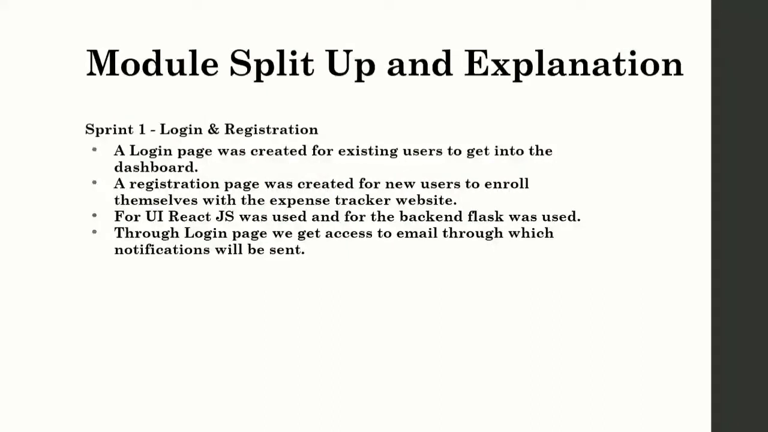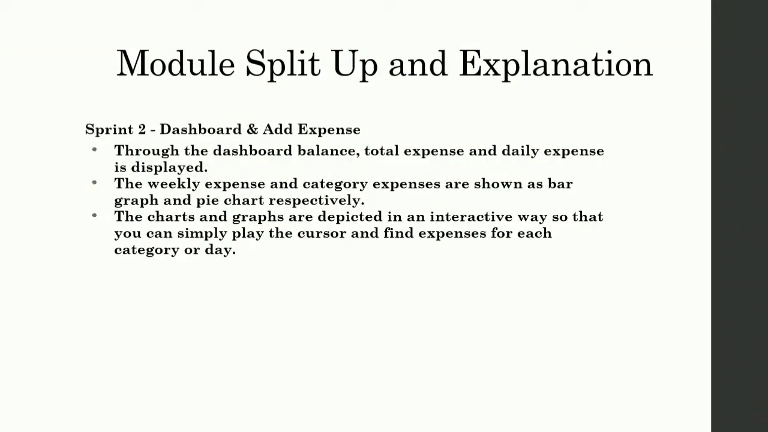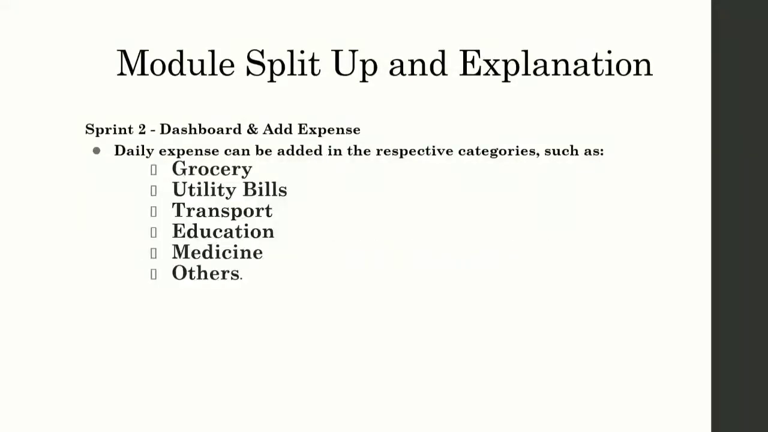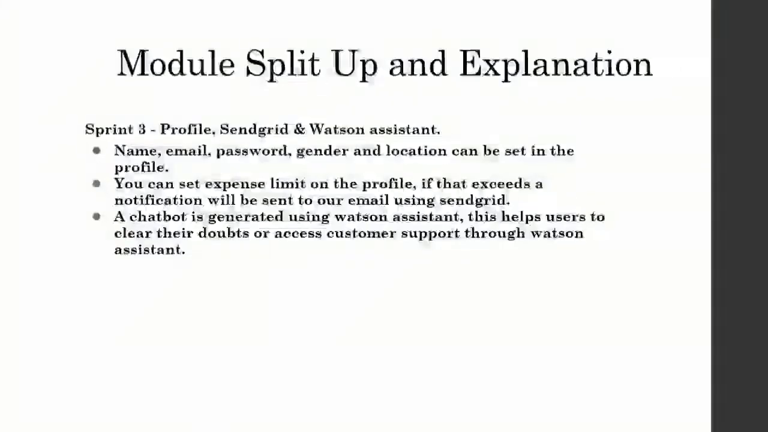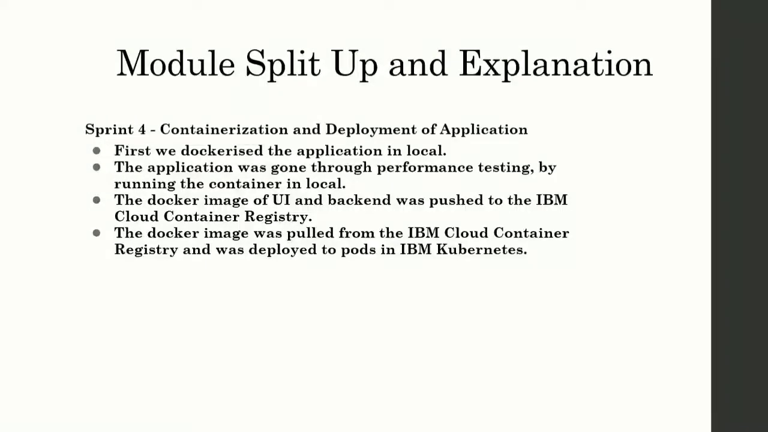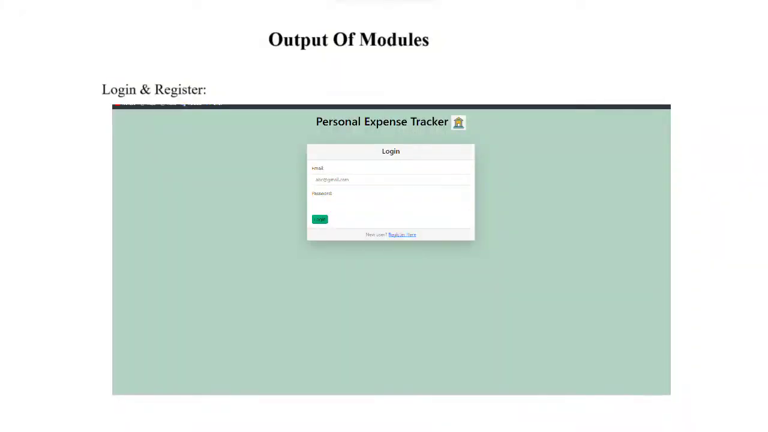Module split up and explanation. Sprint 1, we have done login and registration. In Sprint 2, we have done dashboard and add expenses. In Sprint 3, we have done SendGrid and Watson Assistant. In Sprint 4, containerization and deployment of application. Then output of the modules, it contains a login and register.